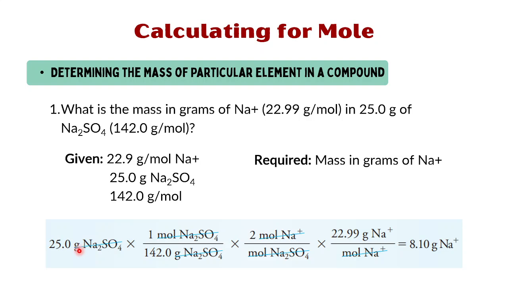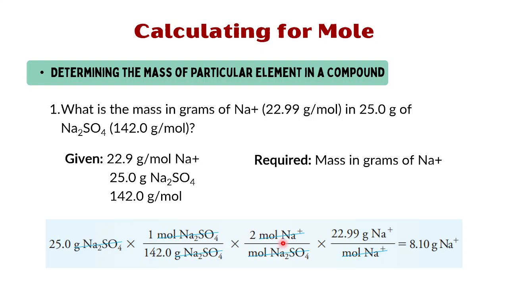Okay? So, in this arrangement, the first step is we divide the mass of the compound by its molar mass. And then we cancel out the same unit on the other variable and on this variable. So what's left now is the unit mole. So now, we need to look at how many moles of sodium are there in the chemical formula. And as you can see here, class, in every 1 mole of sodium sulfate, there are 2 moles of sodium ions.